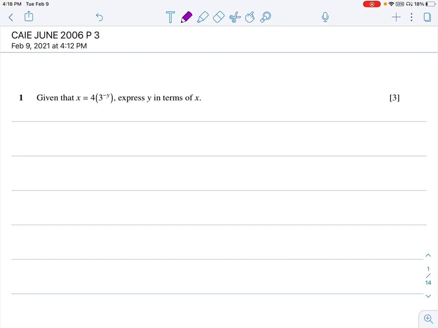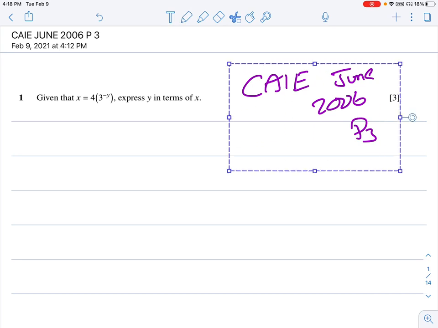CAIE June 2006 P3 paper. So we shall solve all the questions. So let us start without wasting further time.